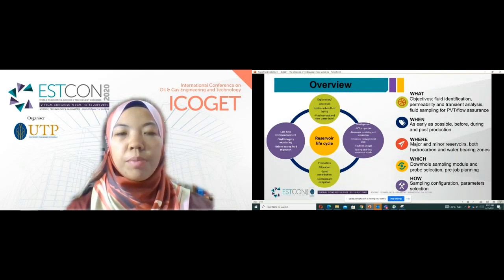During field development and production later on, reservoir fluid samples can be very valuable information to help with the facilities design, the reservoir management plan, and also to give some insights on production allocation matters. So sampling should be attempted as early as possible in the reservoir life cycle, and it should cover both major and minor reservoirs. And the most critical part is to have pre-job planning in every sampling job that we plan.